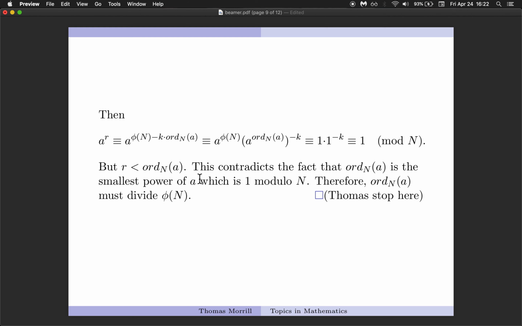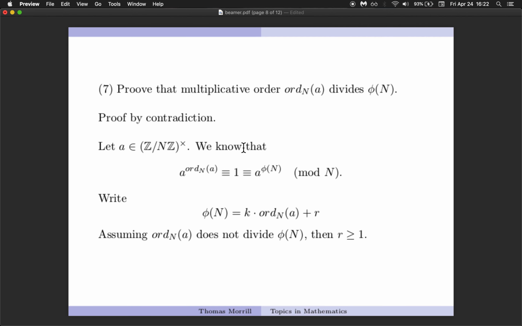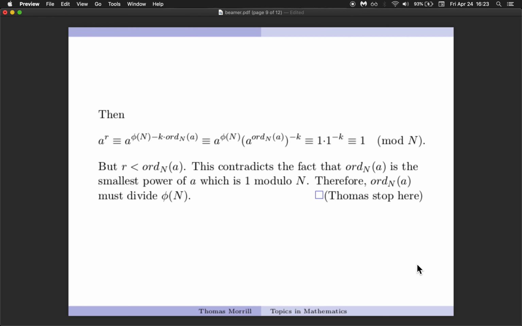The problem with this is that I now have a power of a that gives me 1 mod n, but because r is a remainder, r must be strictly less than the order of a. Here I'm using this equation. If I'm going to write things as quotient plus remainder, that remainder is going to be less than what I'm dividing by. So that contradicts the fact that the order of a is the smallest power of a which is 1 mod n.